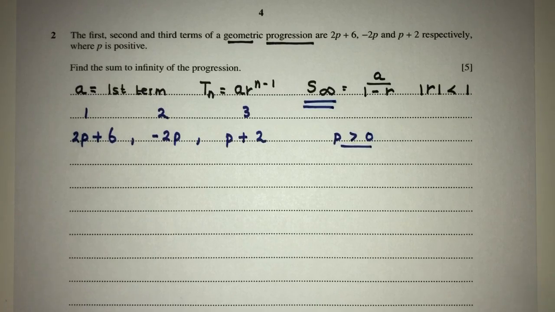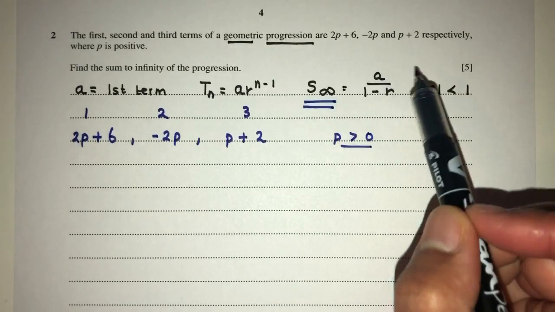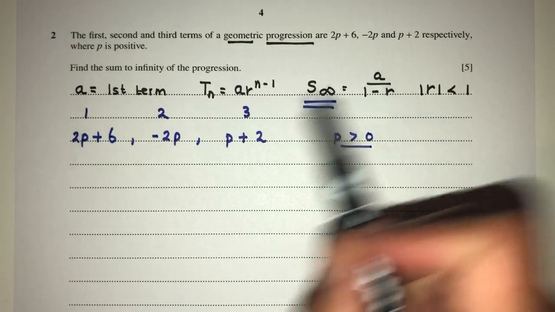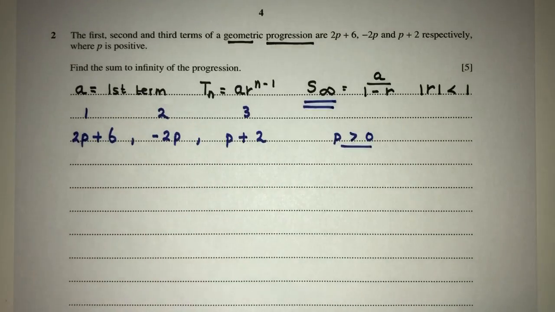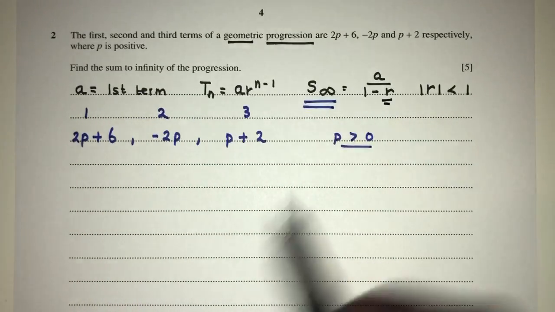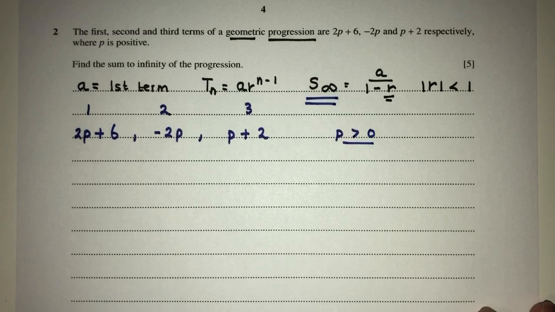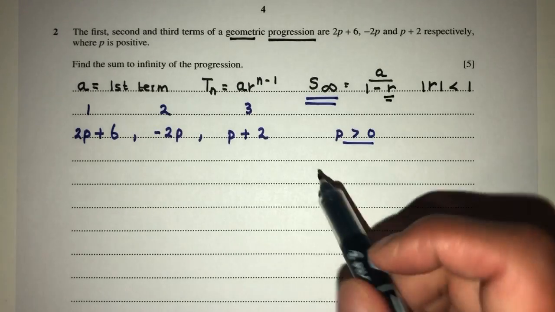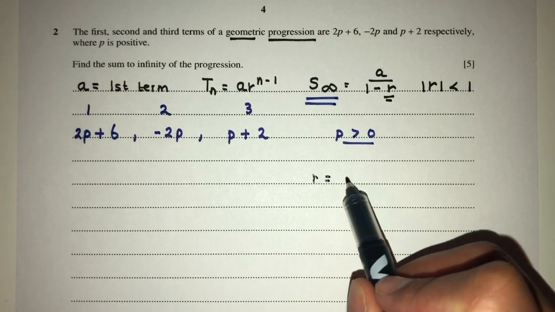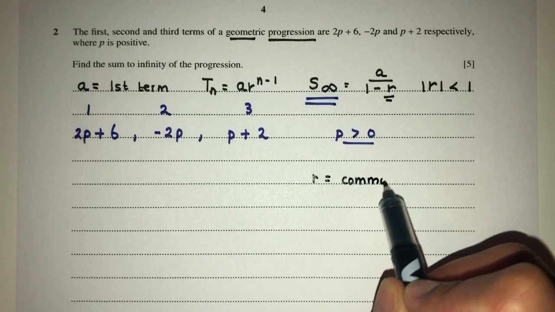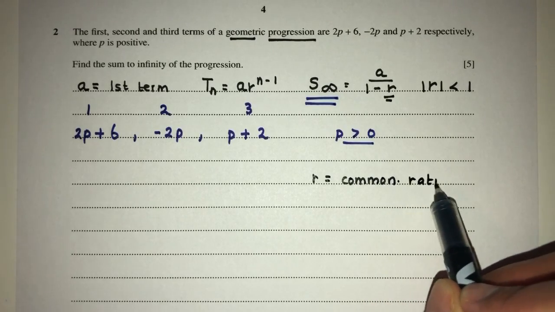If you observe, we need to find these values. So we know a is my first term, is given by this, so that is good, but we don't know r, so we have to find r. Now how can you find r, and what is r? R is called the common ratio, right? So you guys have to know this.